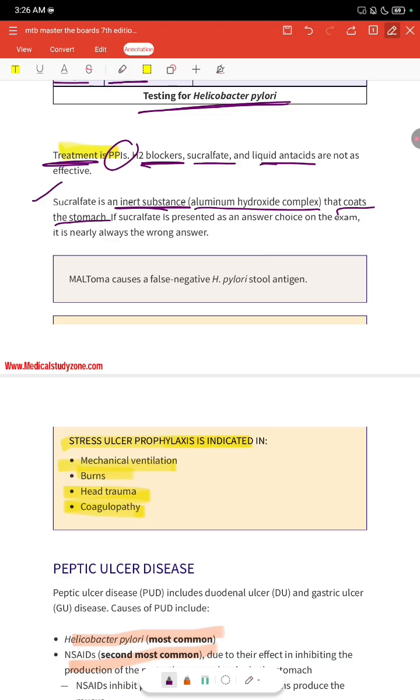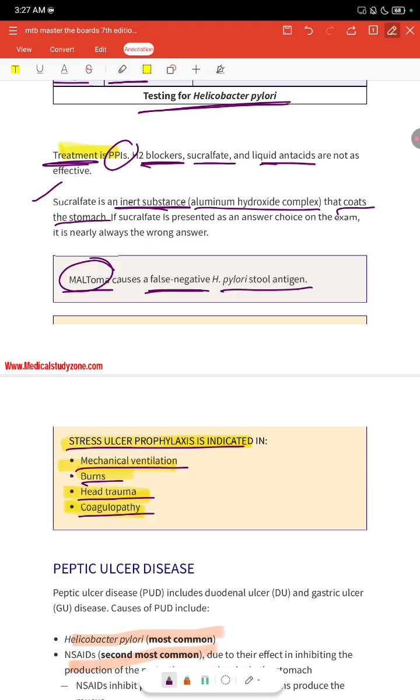Maltoma causes a false negative H. pylori stool antigen. So if there is maltoma, it can cause a false negative H. pylori stool antigen. We will discuss maltoma in detail later on.